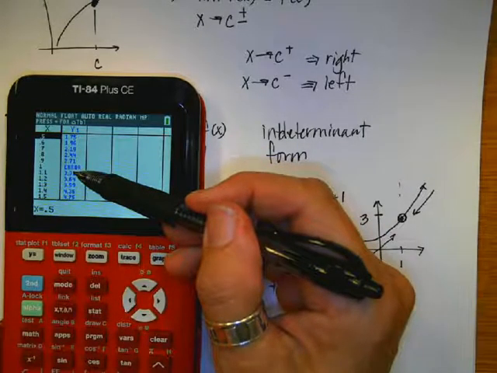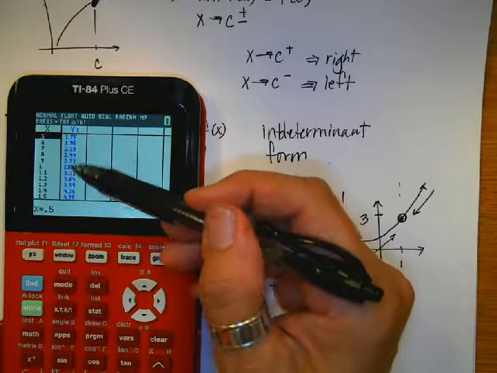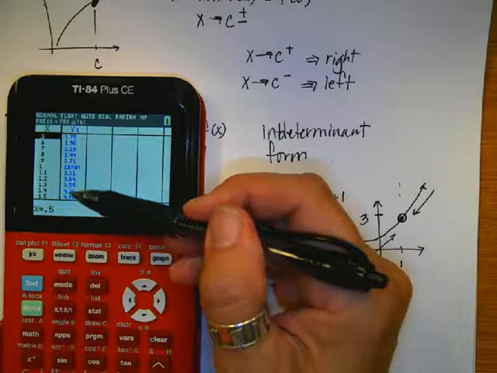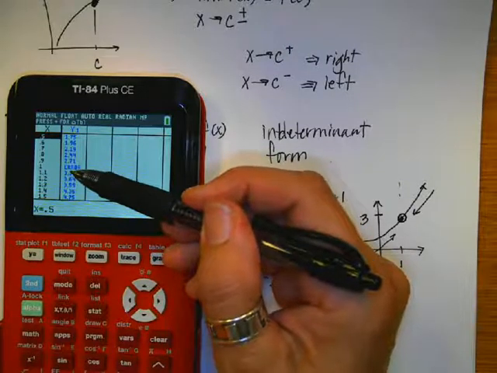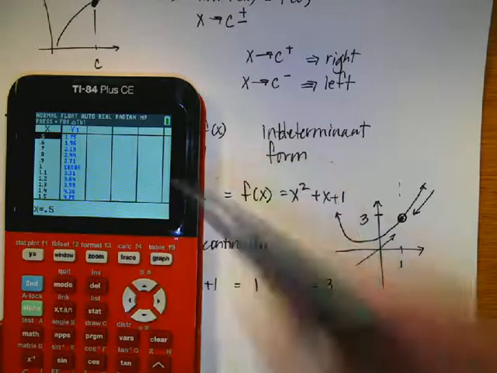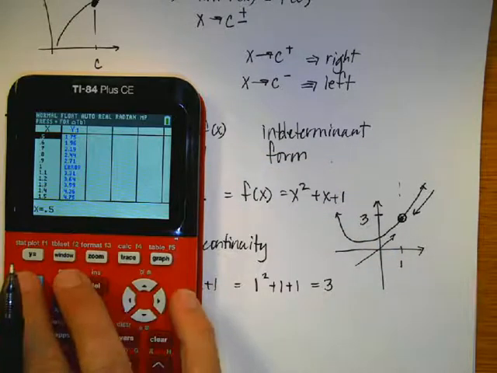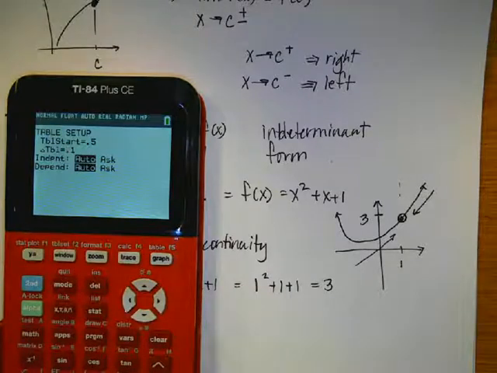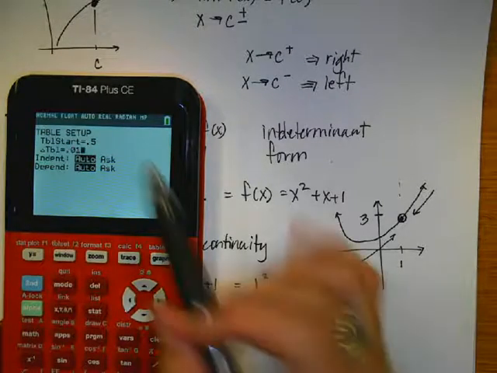But notice that my x values coming in from the left are getting closer to 3, and my y values coming in from the right are getting closer to 3, right? They're decreasing and approaching 3. But it's not definitive, so I'm going to go back and change my table to start at 0.01. I'm going to leave it right here at 0.5, and then I'm going to go look at my table.